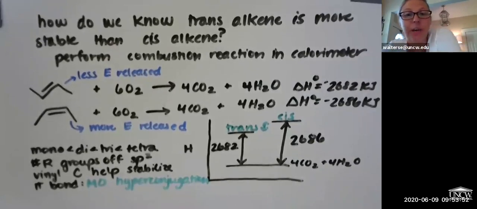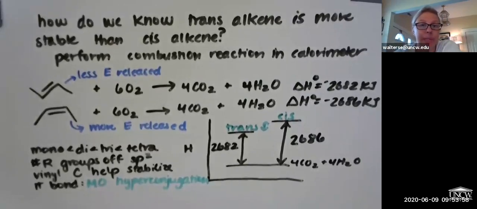Okay, are there any questions about this beginning part of chapter 8, how to name alkenes, stability of alkenes, E and Z, cis and trans, anything before we move on to the second half, which are the mechanisms of elimination?